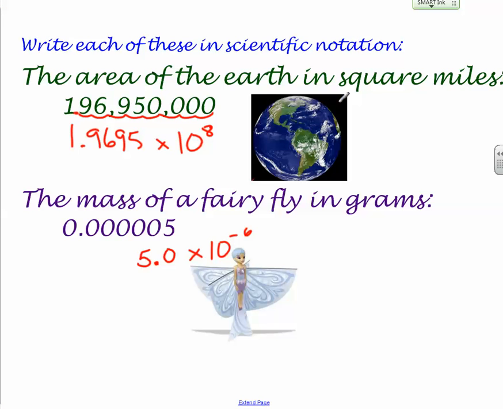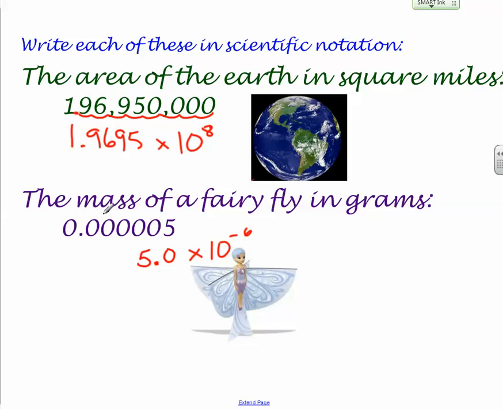So the area of the Earth in square miles is 196,950,000 square miles. To put that in scientific notation, we have to put the decimal here. 1.9695 times 10 to the 8th power, because when I put it here, I have to move it 8 times to get it back to the real area of the Earth in square miles.